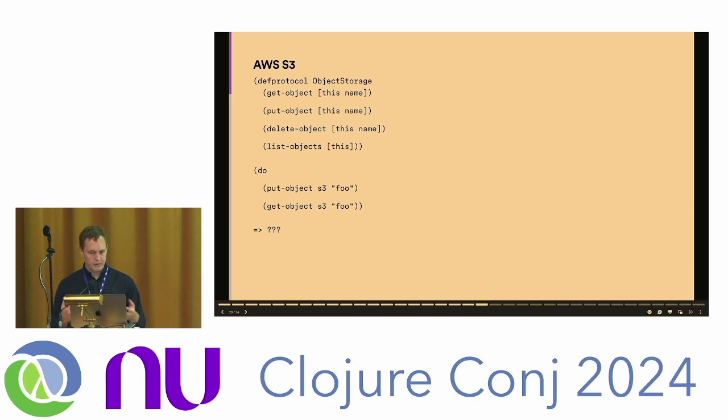But that's not good enough for mocking, like completely removing this dependency from the rest of my test suite. Because if I do put object, get object, that should very definitely return the thing, unless there was like a delete in the middle or something like that. So you very quickly hit the point where you need to model state to have an effective copy of S3.